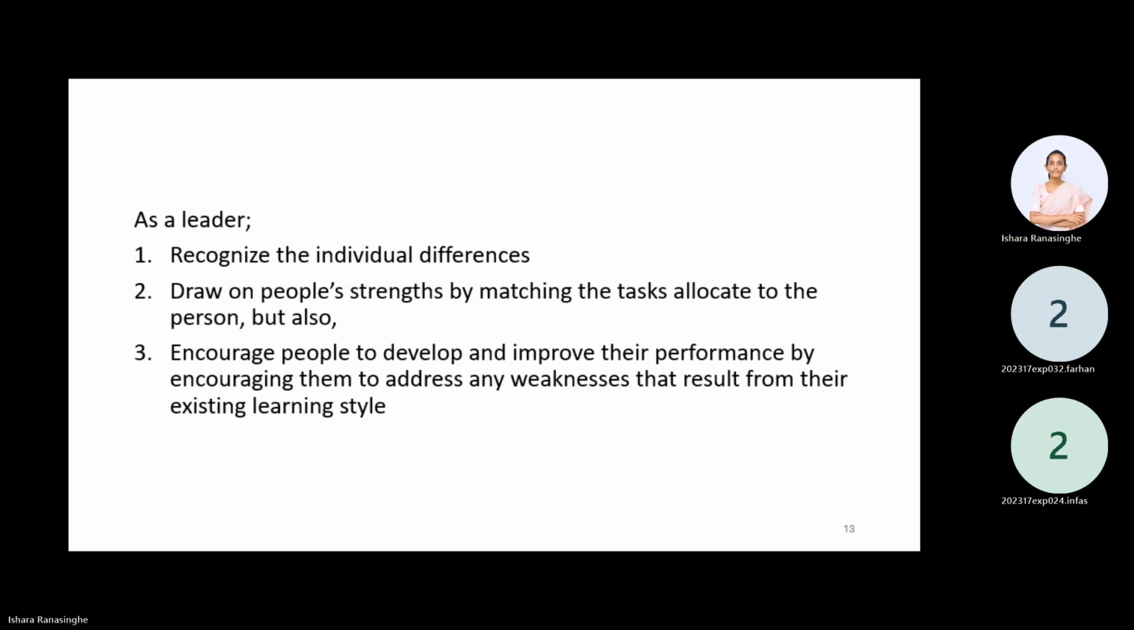Then second point. It is required to assign tasks based on the capabilities of individuals. We can write down skills, knowledge, attitudes, and experience.